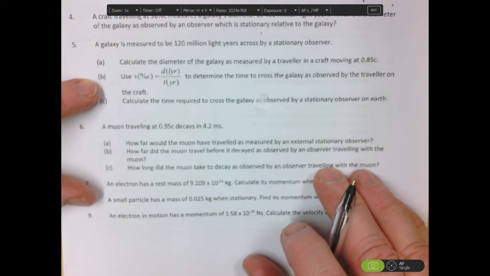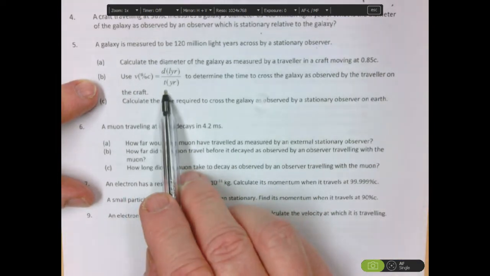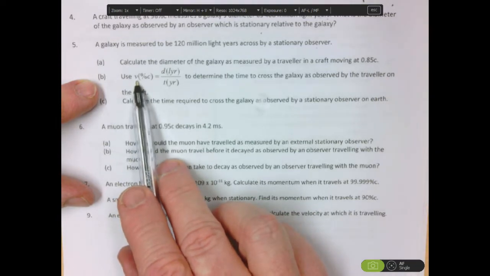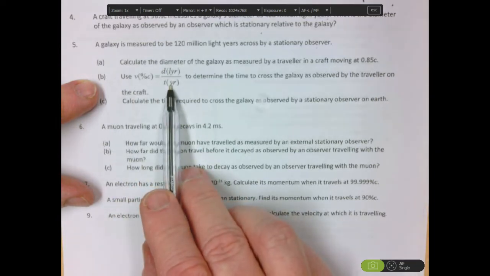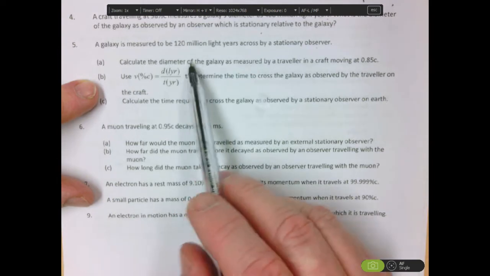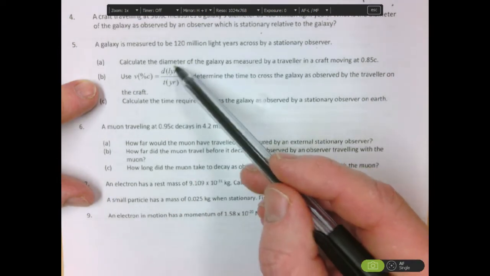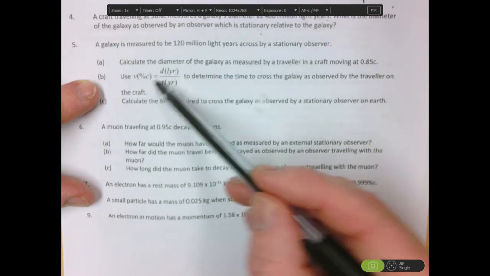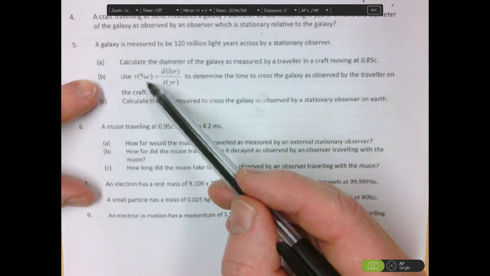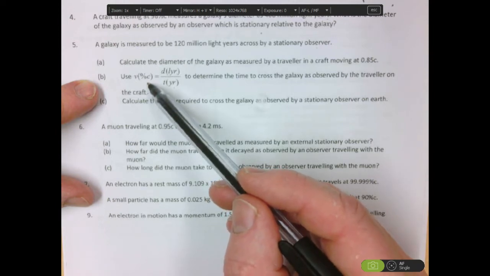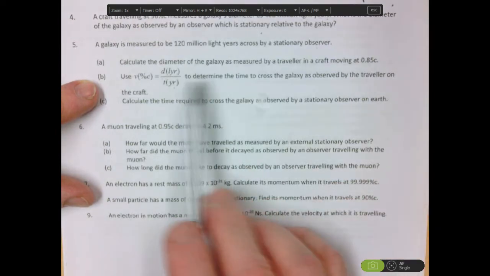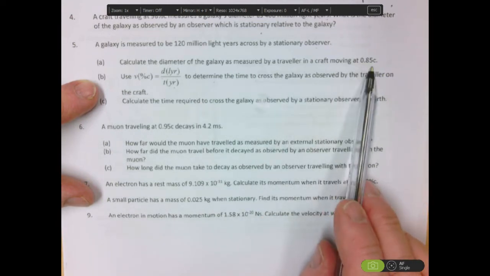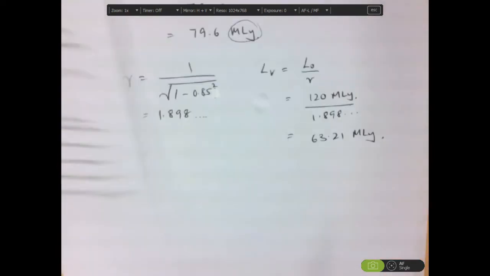So it says here, we're going to use v equals d on t, which is just a normal velocity formula. Velocity is distance over time. But if our measurement of distance is in light years and time is measured in years, then this formula gives you the velocity as a percentage or decimal of the speed of light. So we're going to use this formula to determine the time we should be able to cross this galaxy if traveling at that speed.